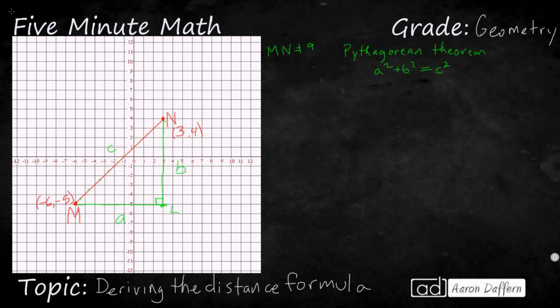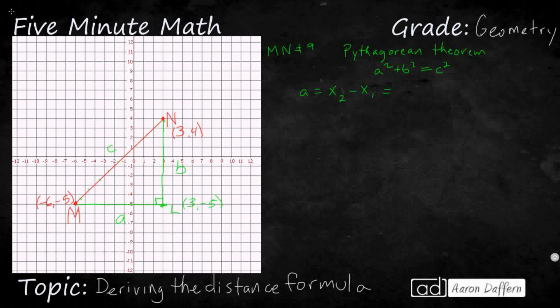So how could we figure out this A side here? Well, if we look at our points, we see that point M is (-6, -5) and that point L is (3, -5). So really, what we're doing is we're simply changing the x value. The y value stays the same. Okay, so let's see what A is. I'm going to take my x value, and I'm going to call this x sub 2, and I'm going to subtract x sub 1, and we're going to see what those two are.